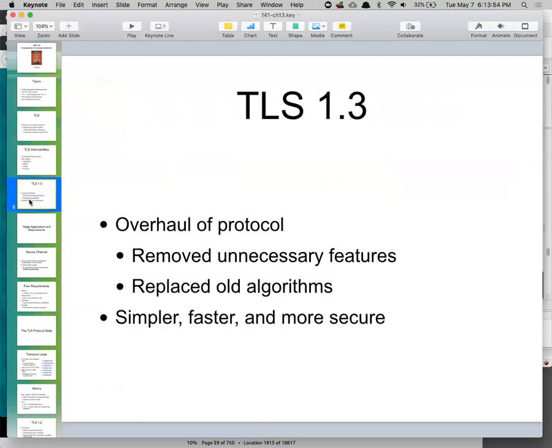So 1.3 was the cleanup, where you start over again, throw away all the unnecessary features, and make a simpler, much more secure, faster, better system. At least that's what they say. Of course, it's new, and usually in the world of technology, the new thing sounds great, and when you actually deploy it, something horrible is wrong with it. So I would expect there are probably going to be some patches. But so far, I don't think anybody's found anything wrong with TLS 1.3. But it's early days.